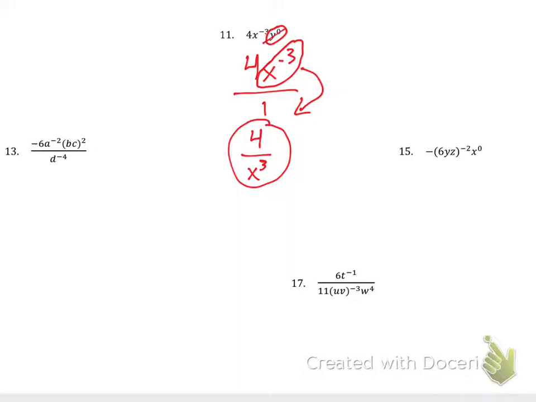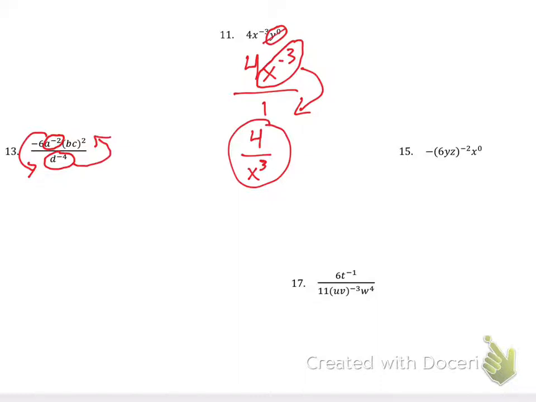All right, 13. It looks like a lot. Let's just take it one step at a time, all right? What we want to do is, we don't like that there's an a to the negative 2 there, right? So what we need to do is get rid of that. Then we also don't like that there's a d to the negative 4, so we gotta get rid of that. So the a to the negative 2 is going to go on the bottom, and the d to the negative 4 is going to go on the top.